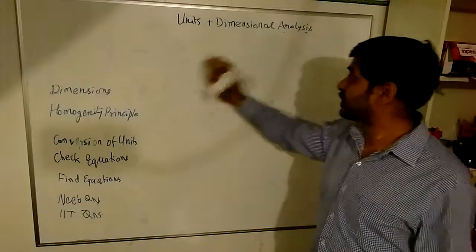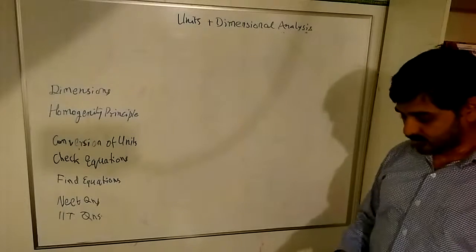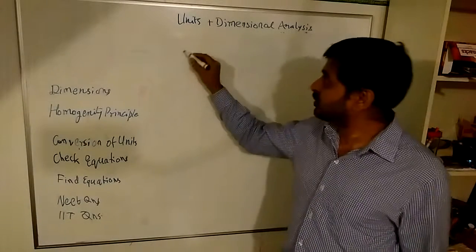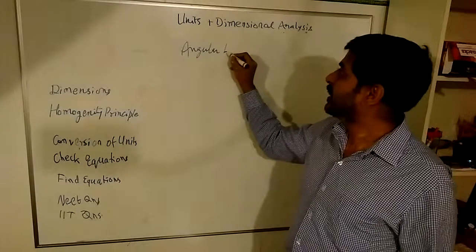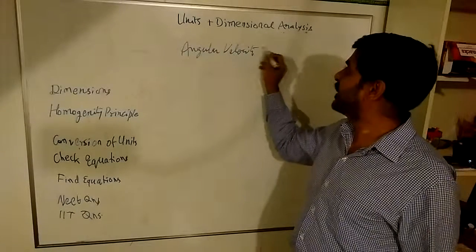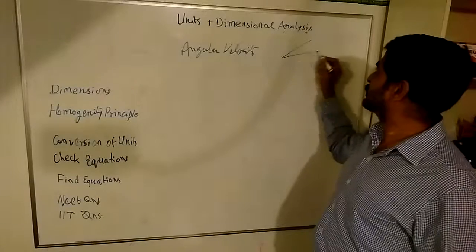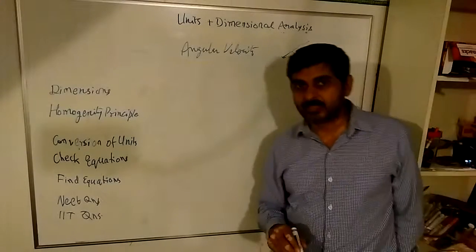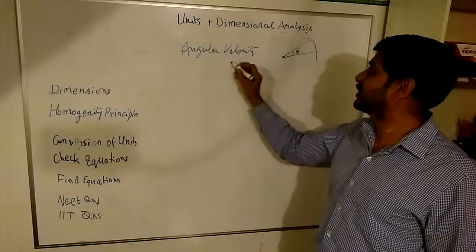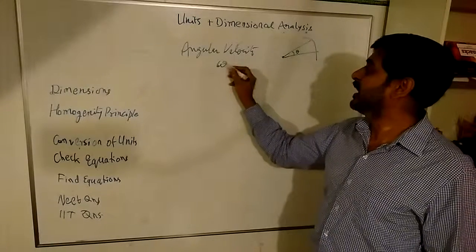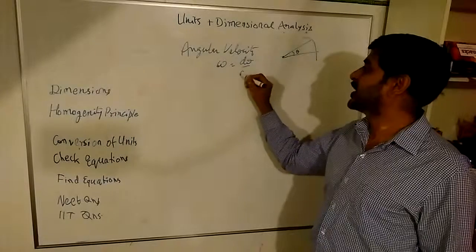Moving on to some more things. Angular velocity is the next thing that comes to my mind. Let's say this is the angle theta, then the angle subtended in unit time is called angular velocity. Omega is d theta divided by dt.